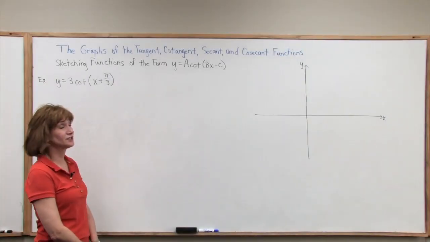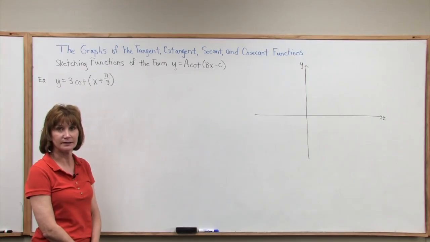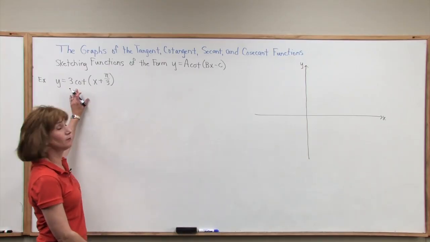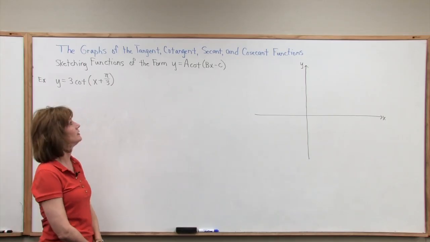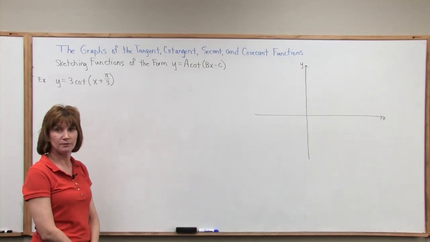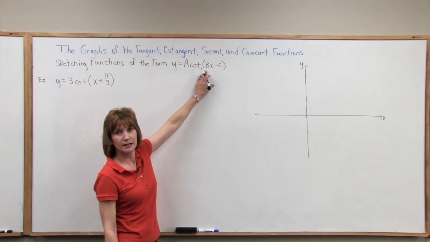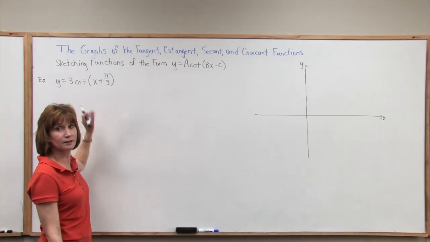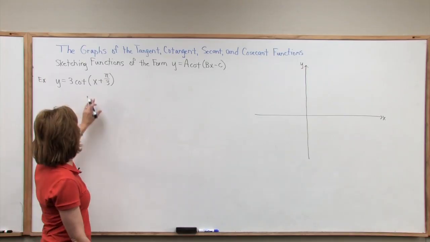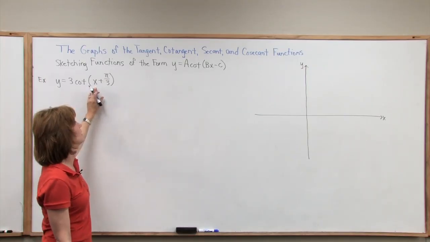Let's take a look at sketching functions of the form y = a cotangent(bx minus c). In this example, we want to sketch the graph of y = 3 cotangent(x plus pi over 3). When you have functions in this form, the first thing you want to note is if b is positive. If b is not positive, then you would rewrite this function using the fact that the cotangent is odd. In this case, I can see my b is 1, so we don't need to rewrite it.